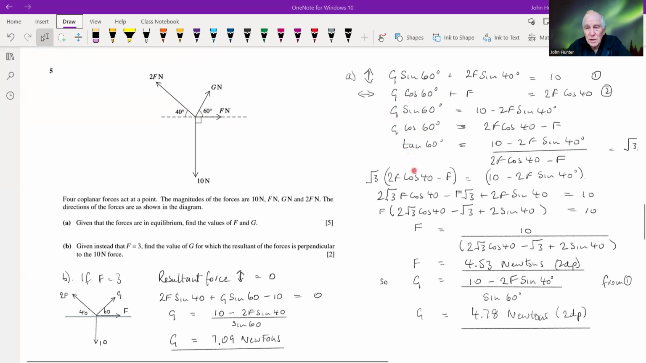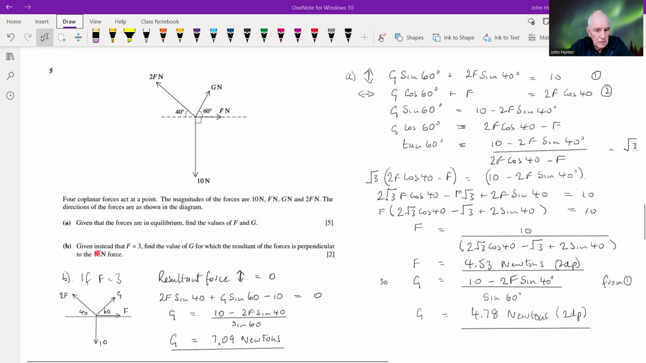Just one thing I would say is that you have to be very careful. It's very easy to go wrong with these kinds of calculations, so a bit of care is needed. But if we work that through, and you can pause the video and assure yourself, F comes out to 4.53 newtons, and then if we substitute that back into equation 1, this first one up here, we get this, and that result comes out to 4.78 newtons, two decimal places. Okay, so that is part A.